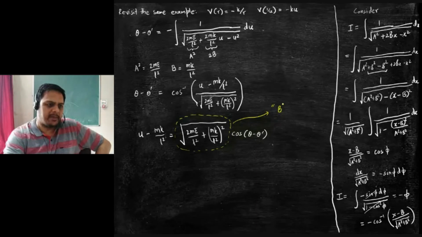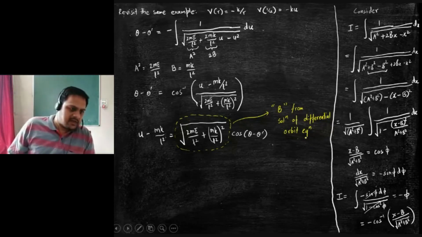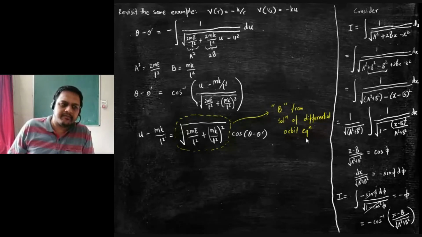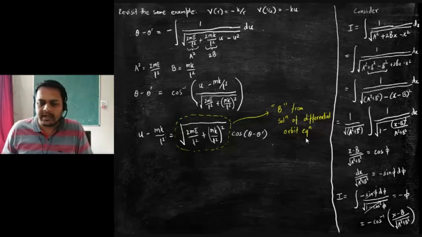This is what you were calling B. Look back in your notes. Which was a constant of integration in that case. Did you see, is it equal? Same format, no? u minus mk by L square is equal to B times cos of theta minus theta prime. Yes? Correct?